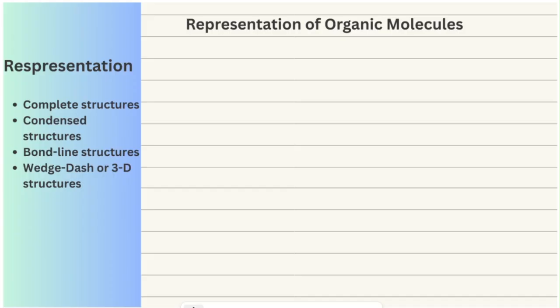In the last lecture, I taught you what hybridization is in organic molecules. Today, we are diving into the various ways to represent organic molecules, from simple chemical formulas to complex three-dimensional models. So let's get started.